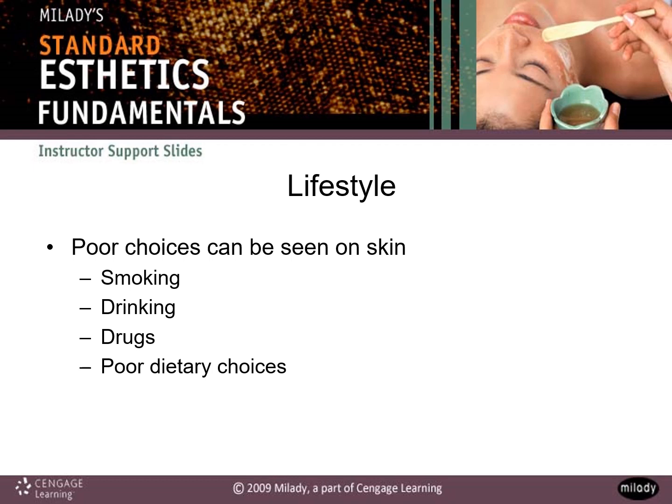So what are some poor choices of lifestyle that will affect your aging process? Smoking, drinking alcoholic beverages, street drugs, and a very poor diet. This is basically a combination of premature aging.